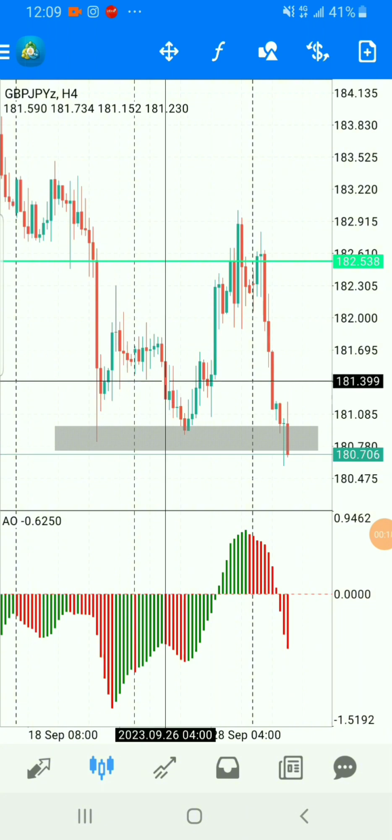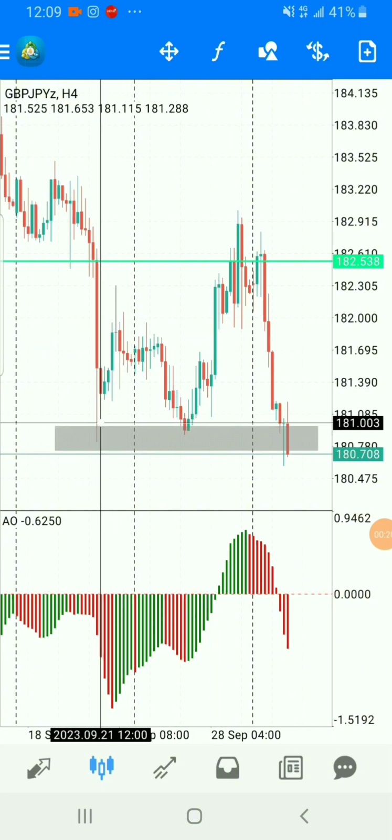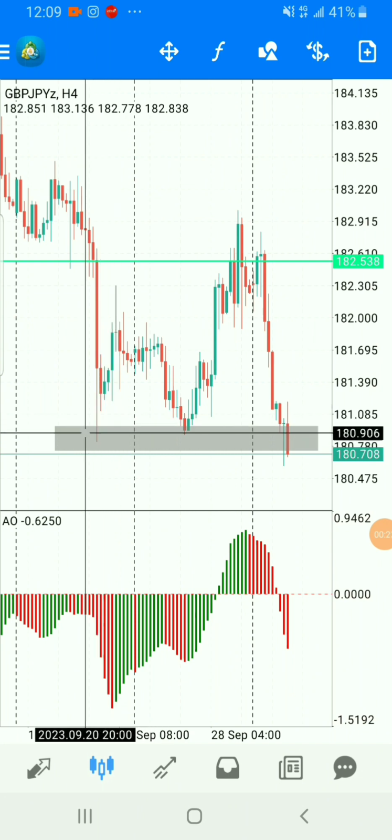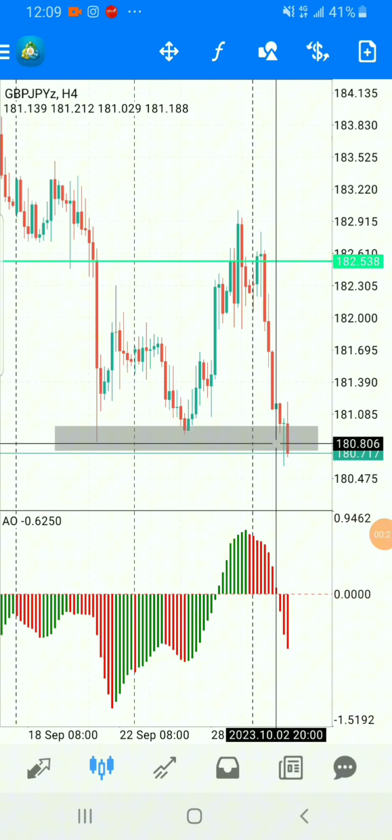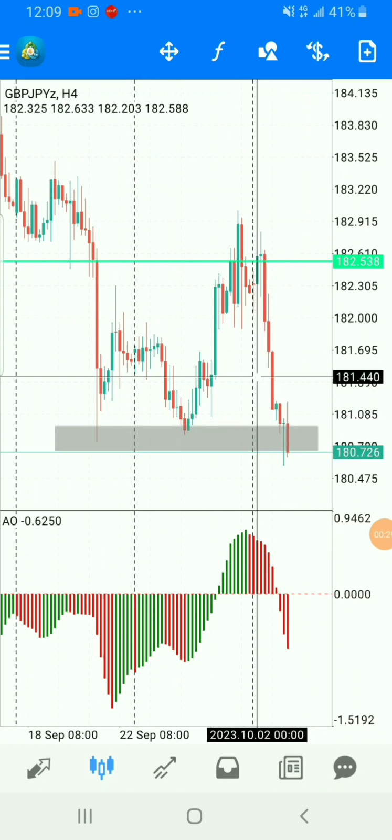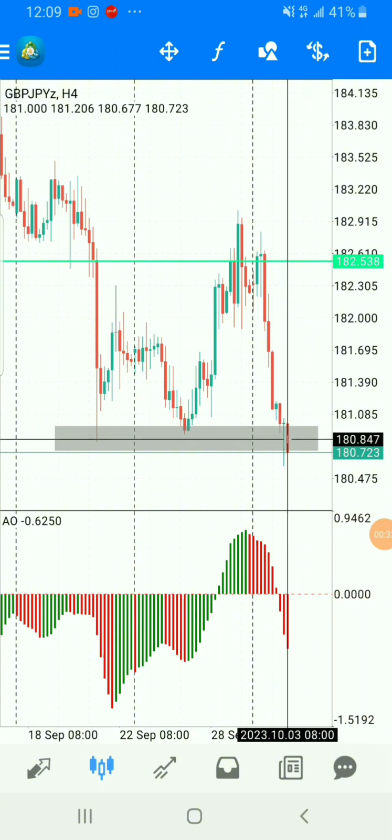Here the market has reacted to this level the first time, it reacted here the second time, and here's the third time. Currently the market is on the level right now.